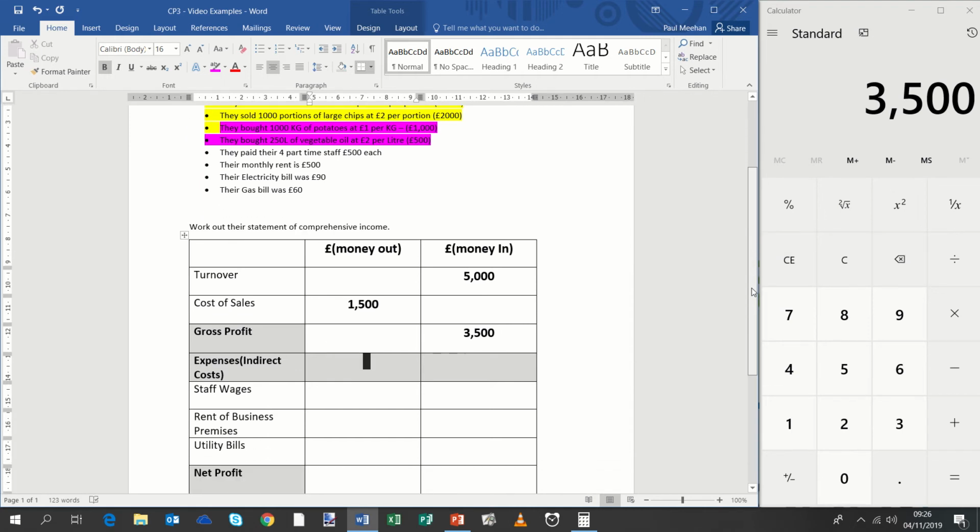So they're not costs directly involved in making money on the till, like the cost of potatoes and the cost of vegetable oils, but they are actually involved in running the business. And without having the money available to pay for these things, the business will collapse. So for example, they had 4 part-time staff in that month, each being paid £500. All right, so maybe 20 hours a week. So they're paid £500. So we need to multiply 500 by 4, which gives us a figure of 2,000.